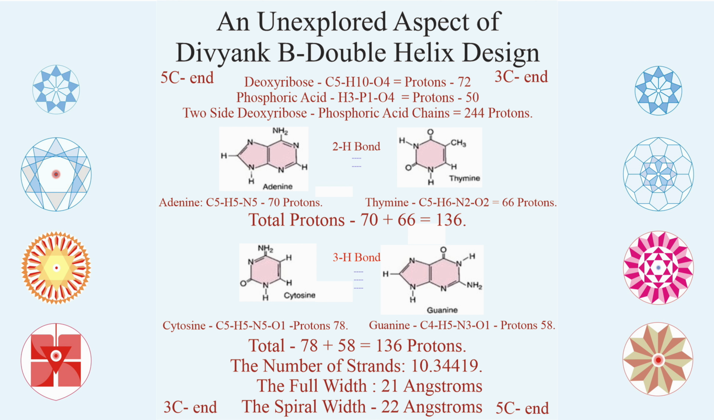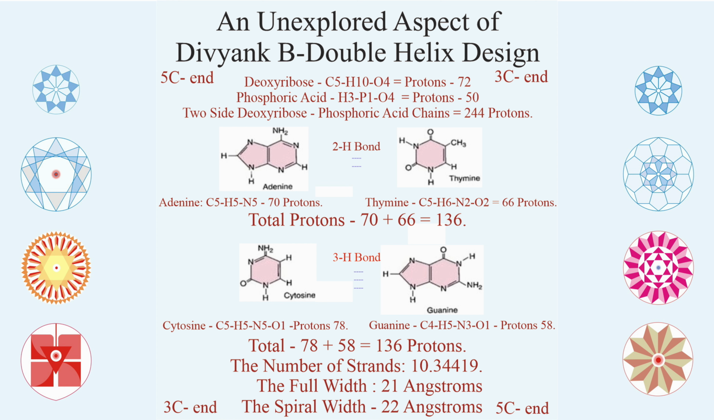You go to the next one, which is the combination of cytosine and guanine, and you see very clearly the number of protons in cytosine is 78 and guanine is 58. If you add them together, it is again 136. The upper one is also 136. This is also 136. The upper has 2 hydrogen bonds, this has 3 hydrogen bonds. This 2 hydrogen bond and 3 hydrogen bond is also according to Divyank. But isn't it interesting that the number of protons in both combinations is equal? Has anyone in the world ever looked at it from this angle? To the best of my knowledge, I do not see.